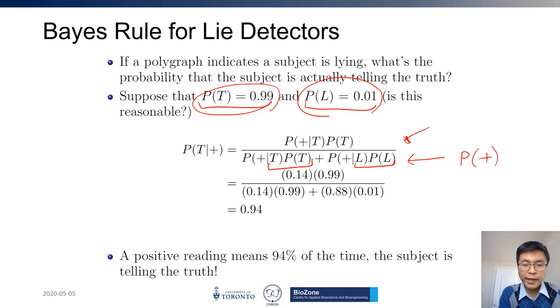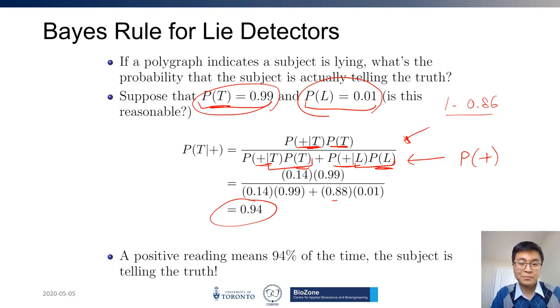Okay, so we have these assumptions. We plug these numbers in, okay. P of plus given T, this was computed on the previous slide. That's simply 1 minus 0.86, okay. And P of positive given L, that was an assumption from the previous slide. So computing all of this, you get 0.94, which is a high value given what this probability means, because it's saying that if the polygraph returns positive, there's a 94% chance the polygraph is wrong.